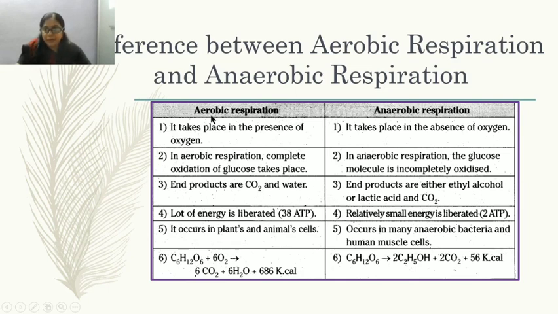In aerobic respiration, a lot of energy is liberated as 38 ATP. When we compare with anaerobic respiration, then small energy, that is only 2 ATP. So understood children? This is the big difference. Aerobic respiration takes place in plant and animal cells. Here it also takes place, but in anaerobic bacteria and human muscle cells.